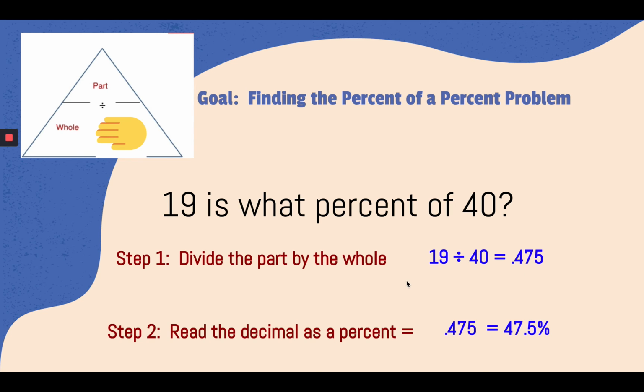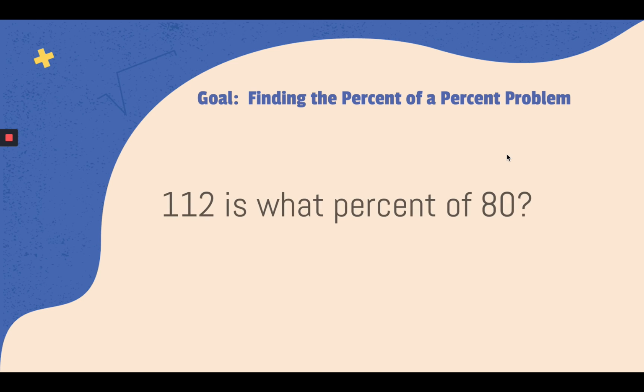And again, part is almost always next to the word is, and the whole is almost always next to the word of. So let's take a look at this question. 112 is what percent of 80? So in this case, the part is more than the total. This means that you're going to have a percent over 100%. So this is like you had 80 questions on a test and you got 112. You did extra credit something. But the part can be bigger than the whole amount. It usually isn't, but it can be. And this is a case where it is.